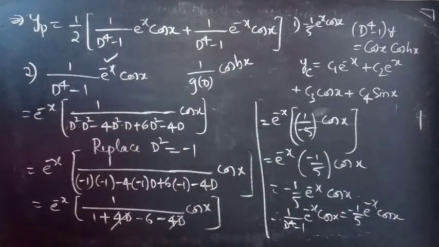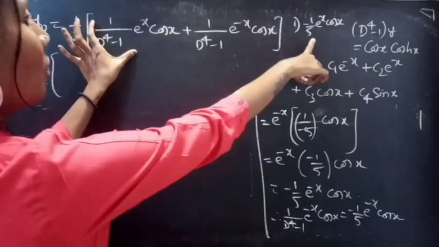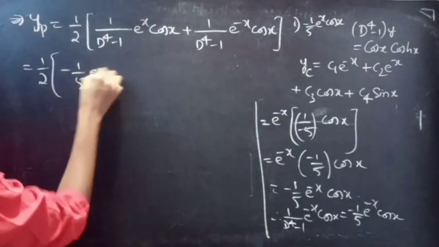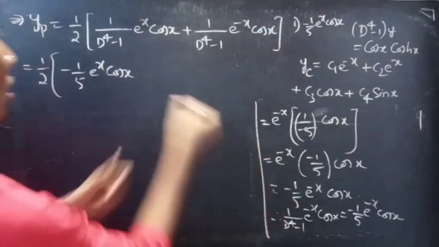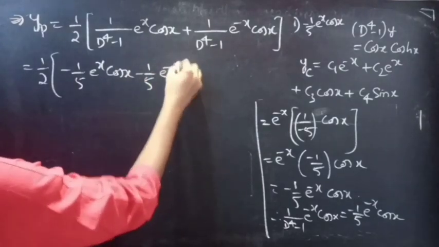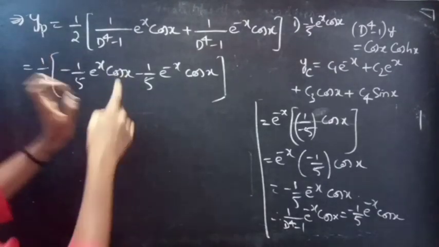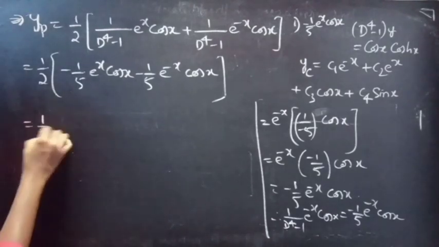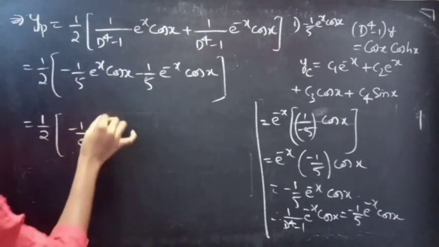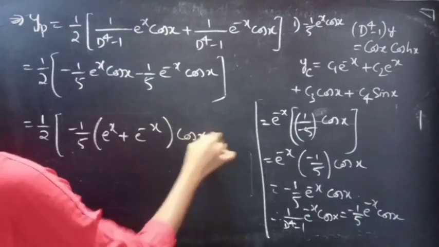Now coming to yp. The result obtained from the first term is minus 1 by 5 e power x cos x, and the result obtained from the second term is minus 1 by 5 e power minus x cos x. So here minus 1 by 5 and cos x exist in both the terms. Let's take minus 1 by 5 and cos x common from these two terms. We'll get minus 1 by 5 into e power x plus e power minus x, into cos x, right?